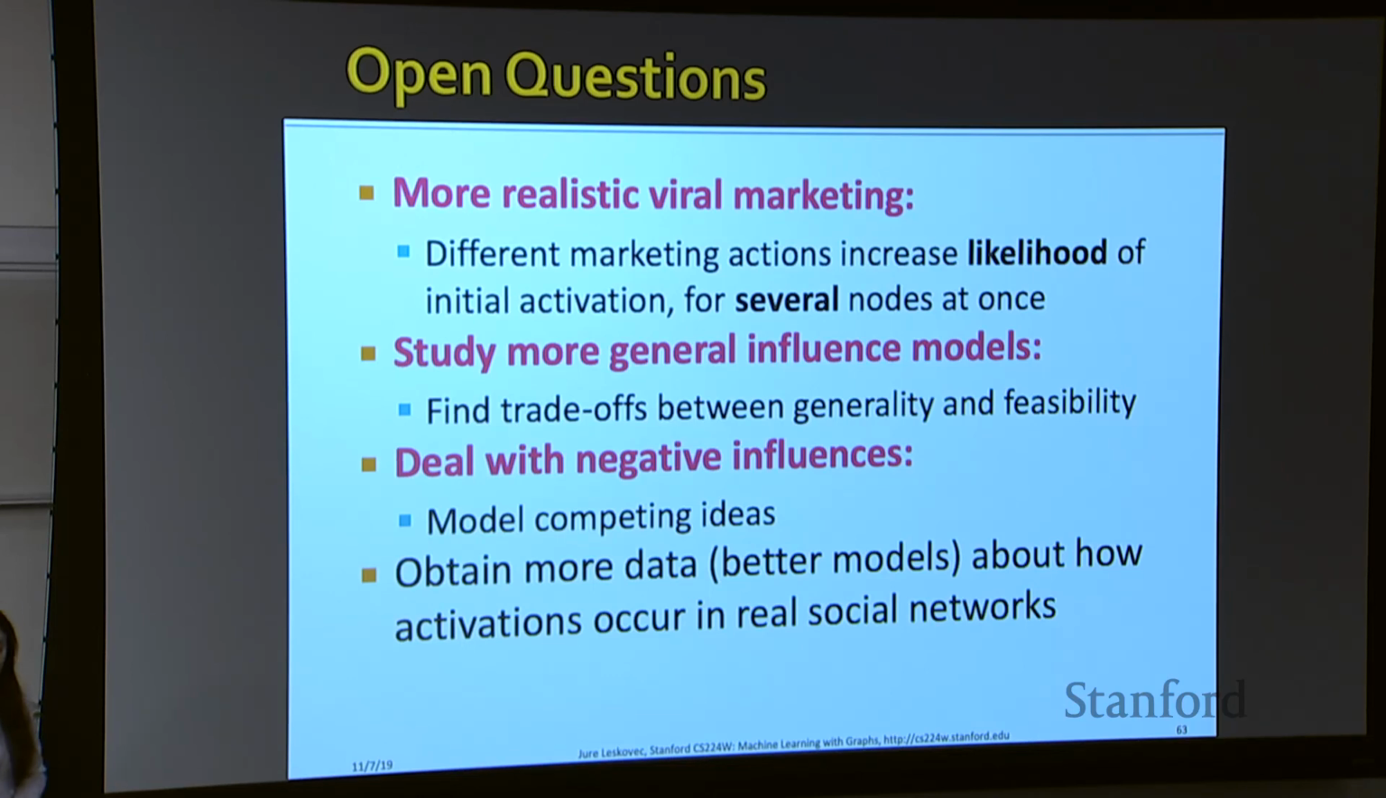The other interesting question is that there is a trade-off between generality and feasibility, meaning that right now we went with this independent cascade model. If you change this slightly, you may not get submodularity anymore. So you will get a more general model, but then you can guarantee less, and the result might be different. So what strategies, what models would work?